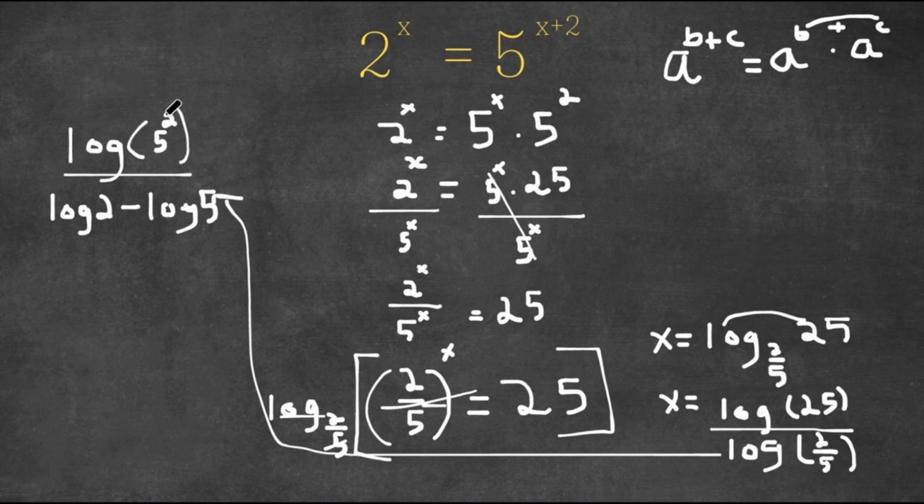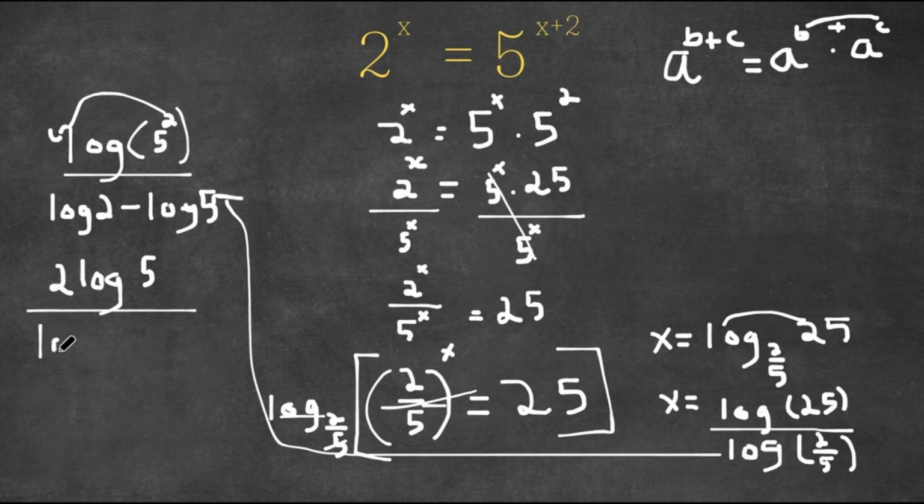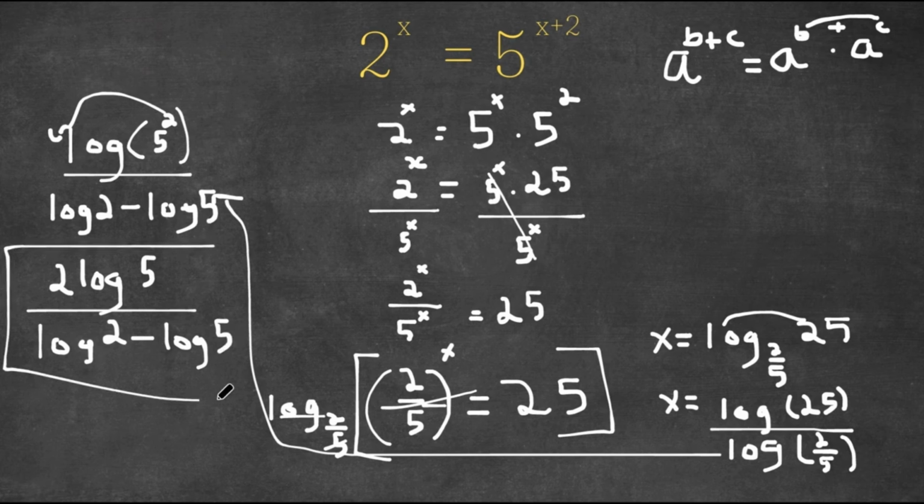And an important property of logarithms, the power property, states that we can just drop down the exponent here in front of the log. So this can equal 2 log 5 over log 2 minus log 5. And this is our answer in its simplest form. If we want a simpler form, we need to use a calculator for that, but this is the simplest form we can write our answer in.